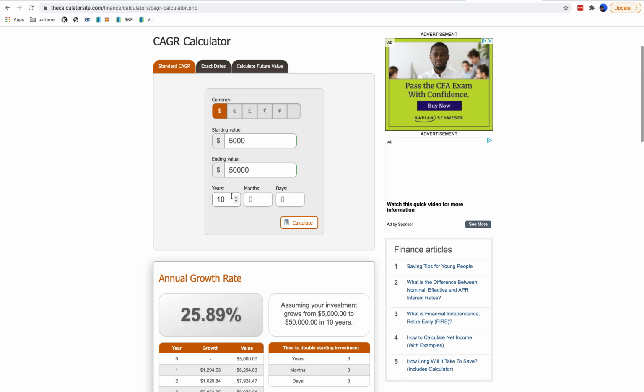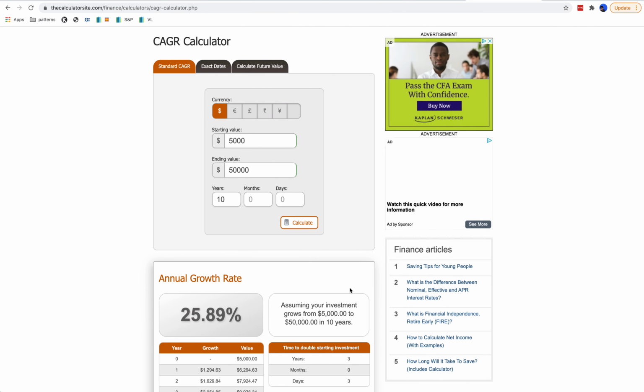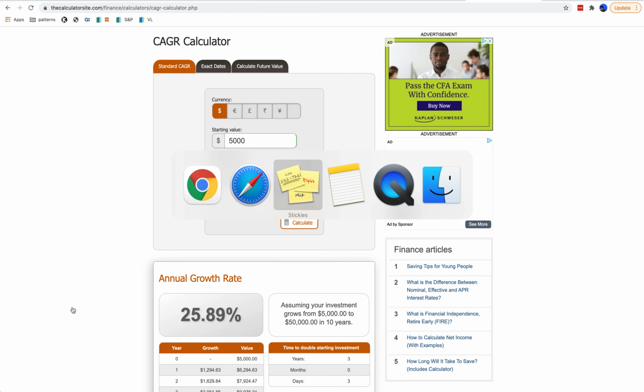But this is where you can toy around with the numbers to get a sense of whether you need more time to achieve this goal, or maybe you need to be less aggressive in the way you set some of your goals. It basically provides a baseline for how to think about this IRR number. So I just thought I would throw that in there.